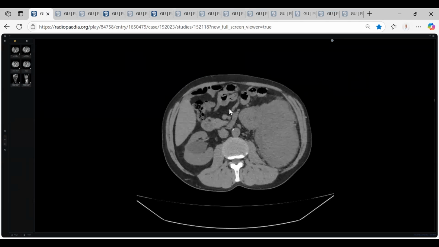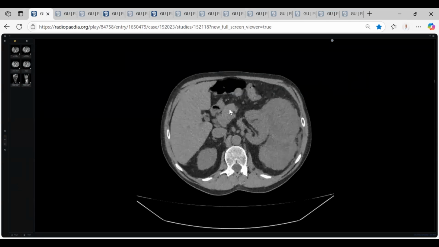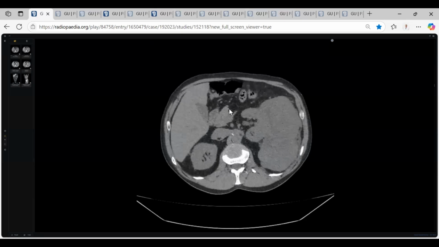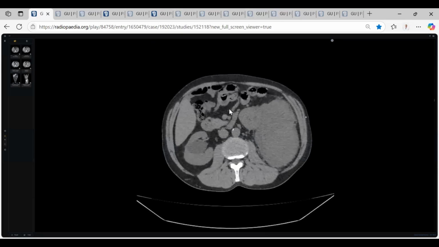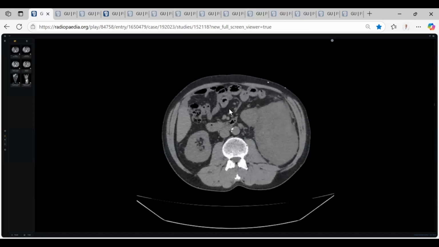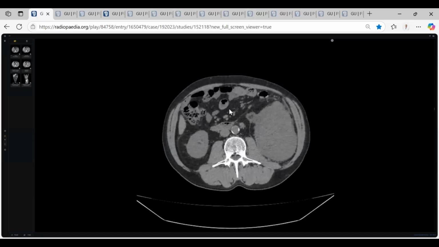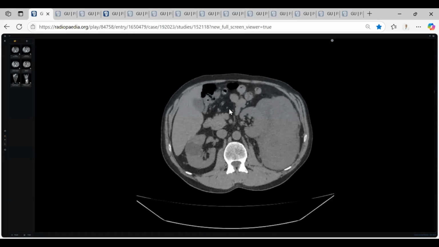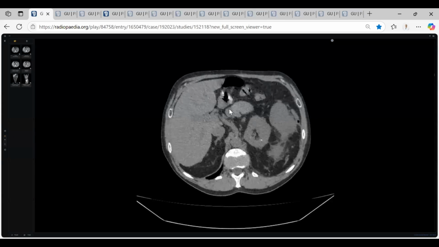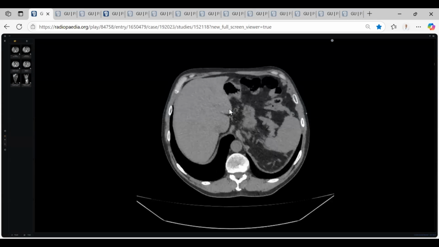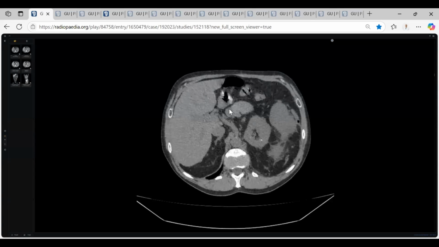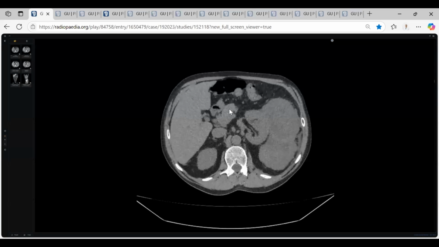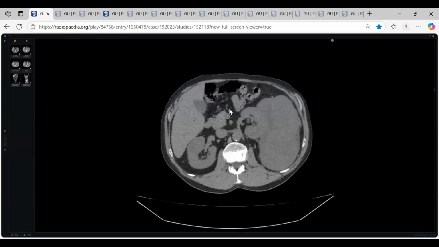The abnormality I can see is a large heterogeneous mass in the left renal fossa region, which is predominantly exophytic. The kidney is displaced by the mass, and part of the kidney is seen anteromedially. The lesion is predominantly in the perinephric location on the left side, and I can see some areas of hypoattenuation, probably representing some collection or necrosis. There is marked perilesional fat stranding with some nodularity.